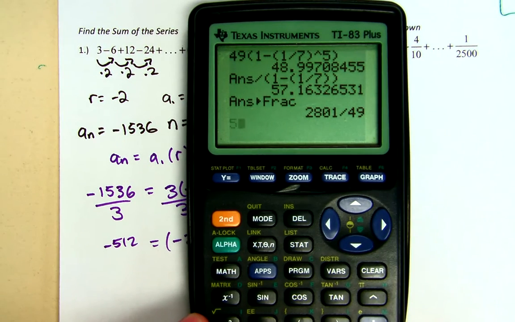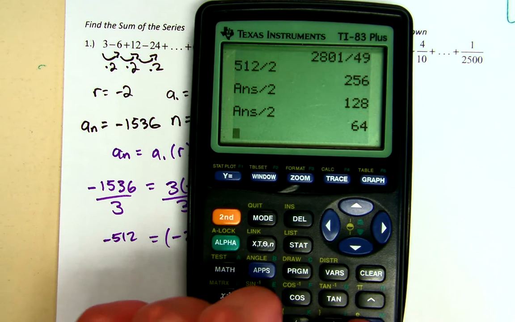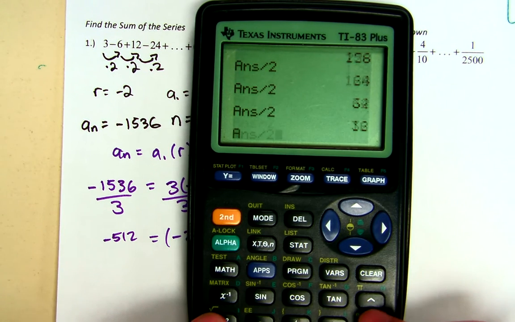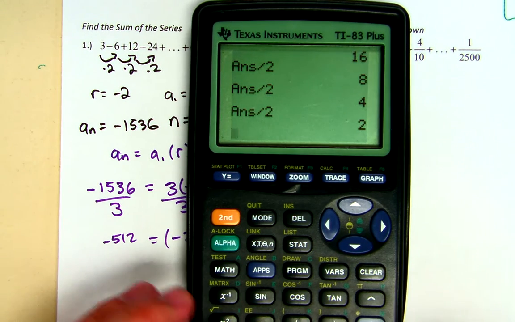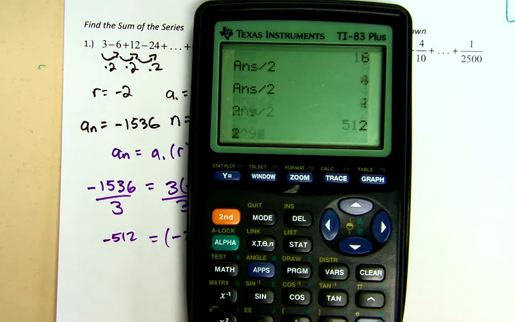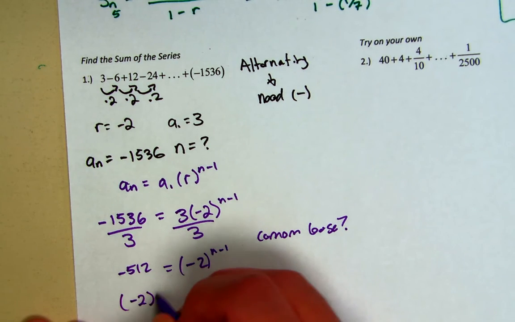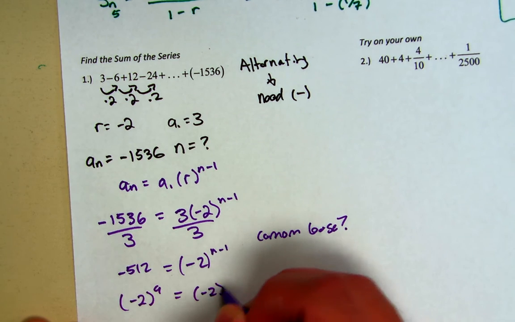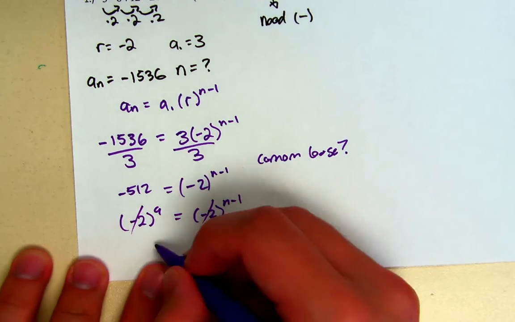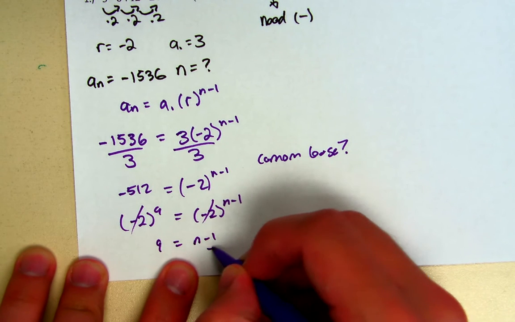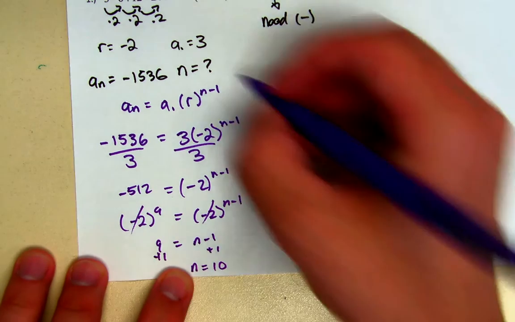So 512 divided by 2, divide by 2, divide by 2, and so on, and we get back to 2 eventually. So that was 2 to what power? I think 9 times? Yep. So we know negative 2 to the 9th power equals negative 2 to the n minus 1. Again, we have common bases. So 9 equals n minus 1. Add 1 to both sides. We get n equals 10.